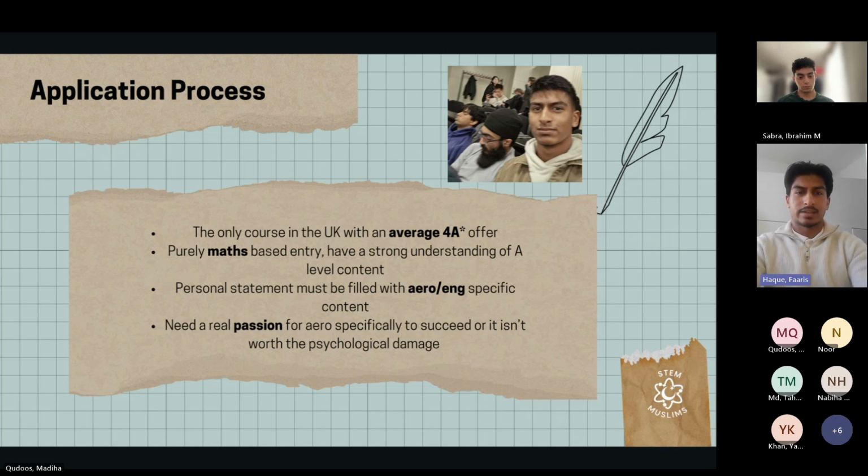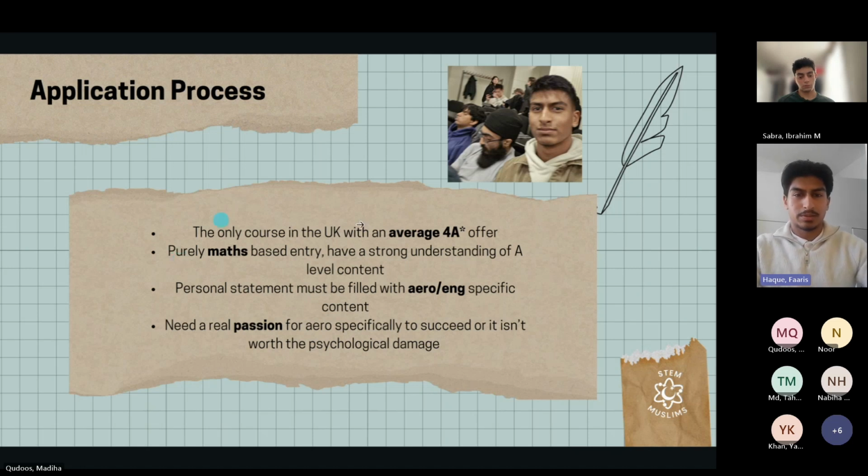In terms of entrance exam, it's purely maths-based entry, where you need to have a strong understanding of maths and further maths. You need to have the understanding rather than just practice, because that's what the exam really tests you on. For example, in my MAT, it was 30 questions. I only answered 8 of them, but I still got in. So that tells you it's about the quality of your understanding.